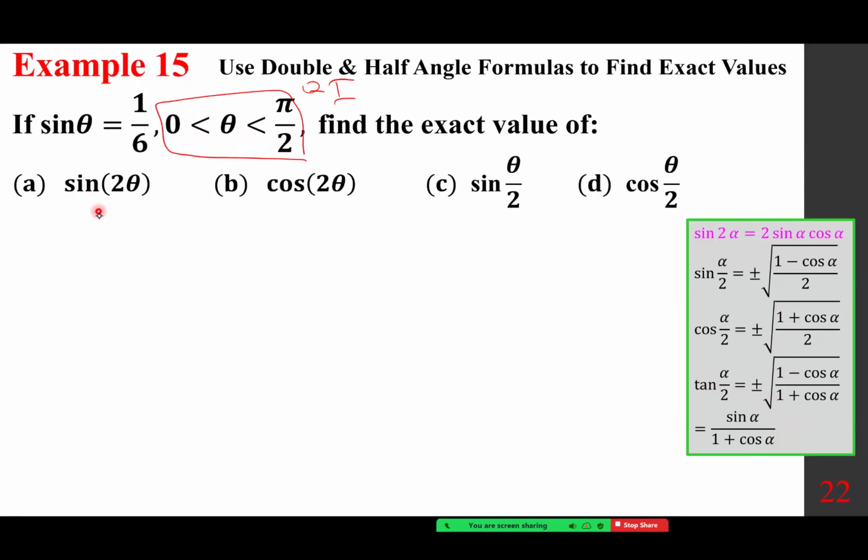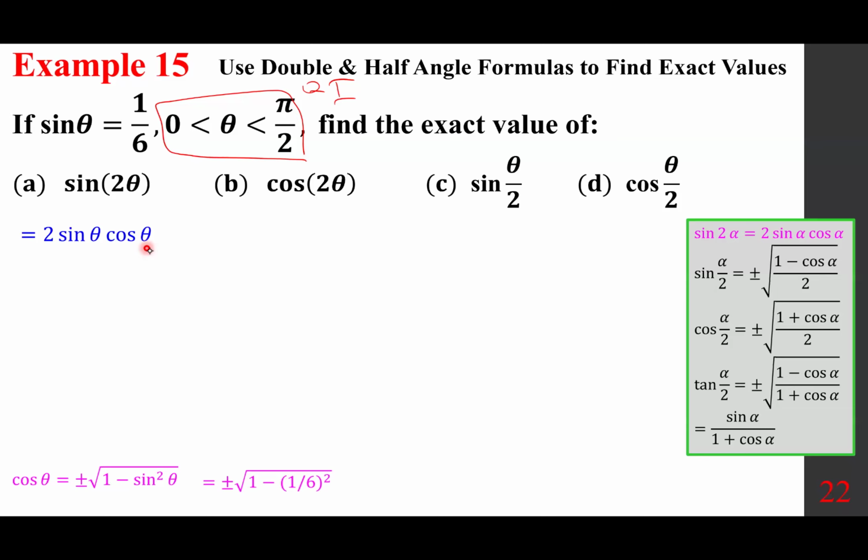So we are going to go with 2 sine theta, cosine theta. That means we have sine, but we don't have cosine. We have to find cosine. And cosine is plus minus the square root of 1 minus sine squared. Replace the sine with 1 over 6. So we get 1 over 36 here. 1 minus that is 35 over 36. This is 35 over 36. 36 comes out as 6.